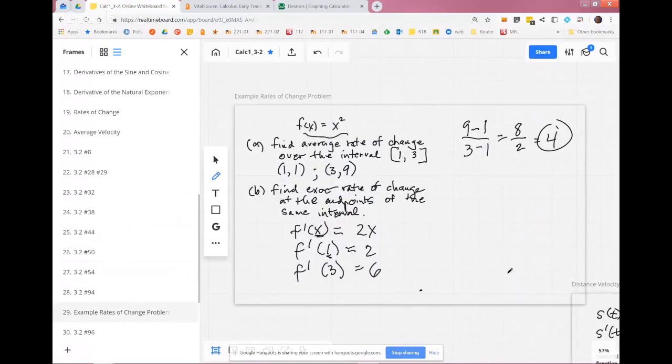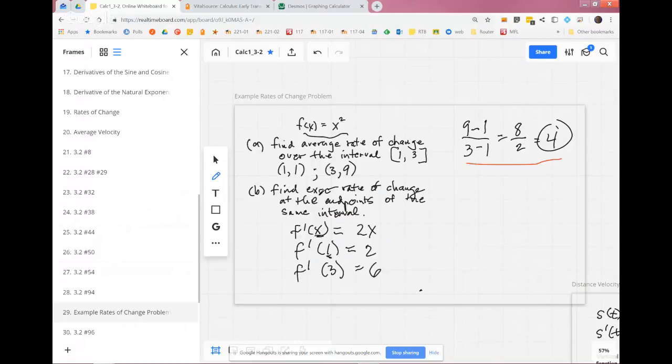Here's another one I just made up. Let's say we have the function x squared. Part A says, find the average rate of change over the interval from 1 to 3. So at 1, what's the y coordinate? 1 squared is 1. So the first point is (1, 1). At 3, what's x squared? 9. So my two ordered pairs are (1, 1) and (3, 9). What's the average rate of change? I just perform a slope formula. And it turns out to be 4.